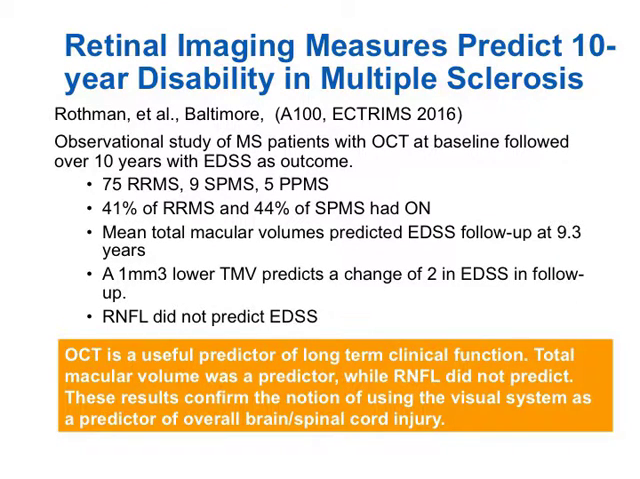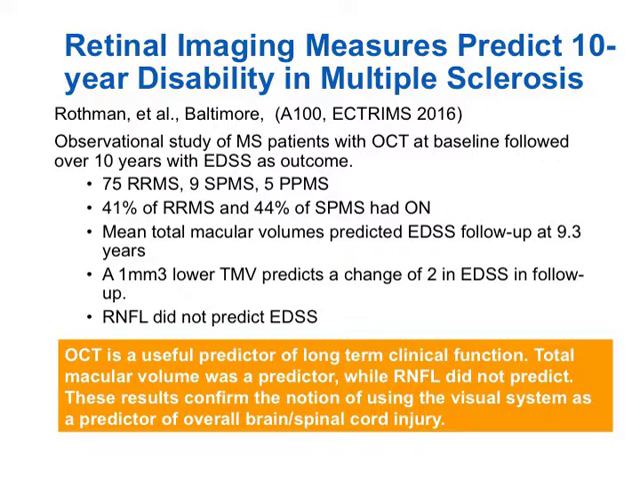Next, I want to cover some OCT imaging results. This was a presentation also called Retinal Imaging Measures Predict 10-Year Disability in Multiple Sclerosis. It was presented by Dr. Rothman on behalf of the group at Johns Hopkins in Baltimore.